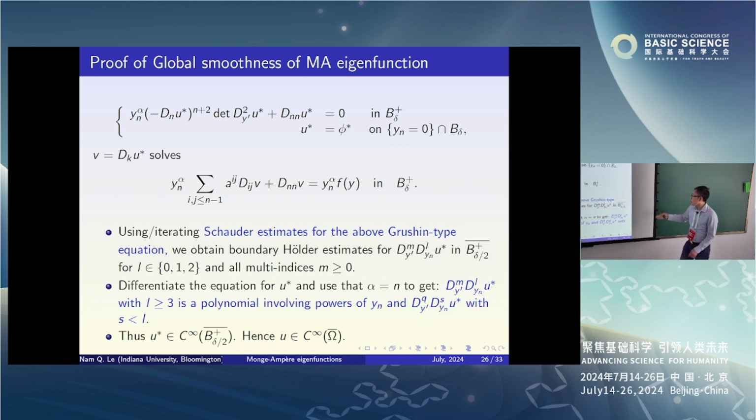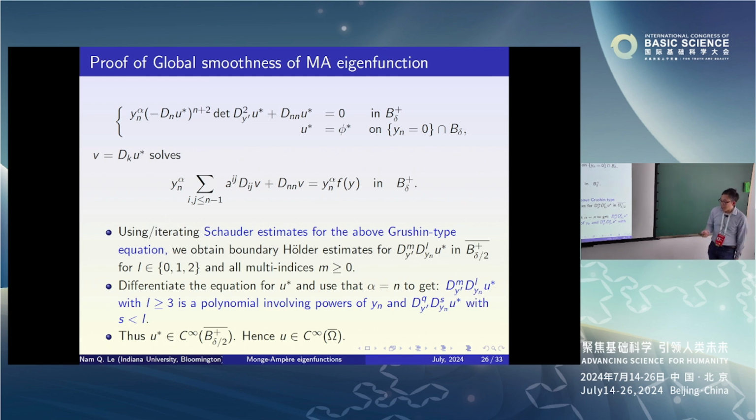And so therefore, we have control on u star for all derivatives up to second order, but from this relation, we see that we can also have control of u star for all derivatives in all directions, in yn and in y prime. And so from that, we can conclude that u star is actually smooth up to the boundary, and from that, we can see that the Monge-Ampere equation's solution is actually globally smooth.